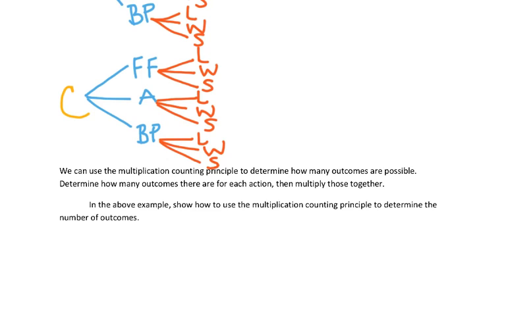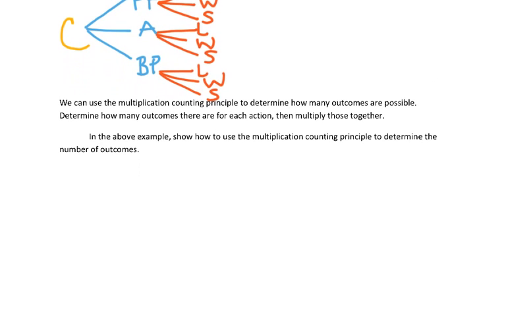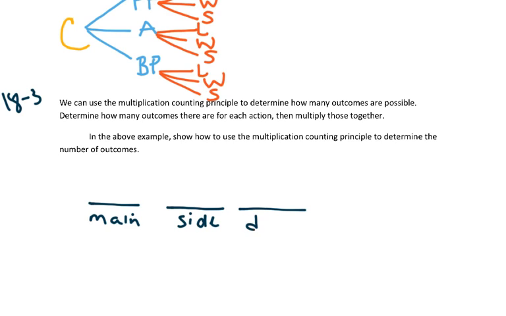And this begins section 18.3. It says we can use the multiplication counting principle to determine how many outcomes are possible. Determine how many outcomes there are for each action and then multiply those together. So you multiply your options. So in the burger and chicken nuggets example, we had a choice for the main dish. We had to pick from a side, and we had to pick from a drink.